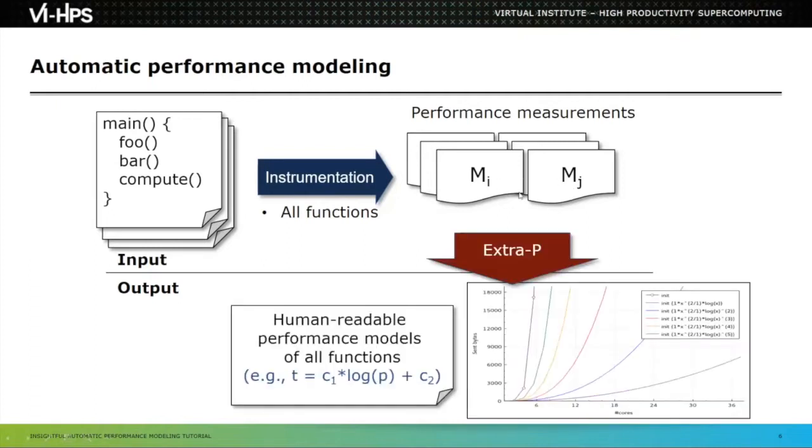And then in the next step, we can load these measurements into ExtraP, and ExtraP will automatically create human readable performance models for us. These are the scaling functions that you saw before. One might look like this: T for the runtime of the application, with a coefficient and a logarithmic part that represents the number of processes, P here. And then, of course, you also get a graphical representation, as you can see here, of the scaling model.